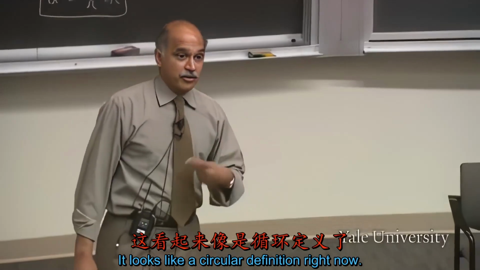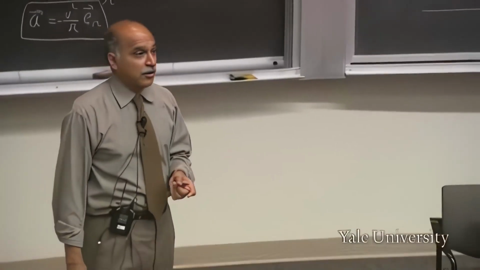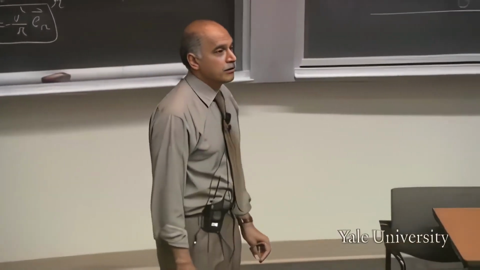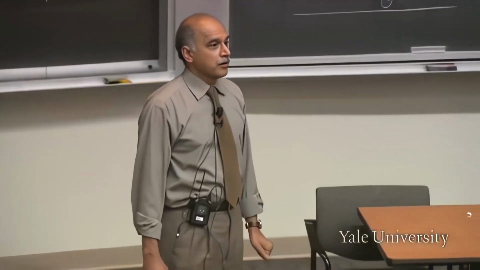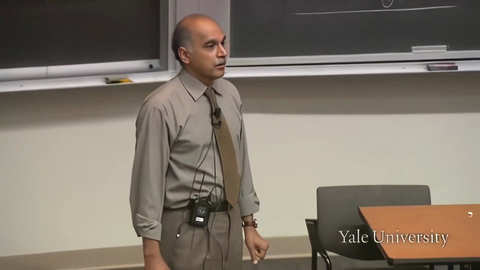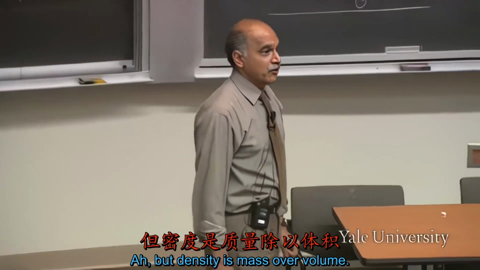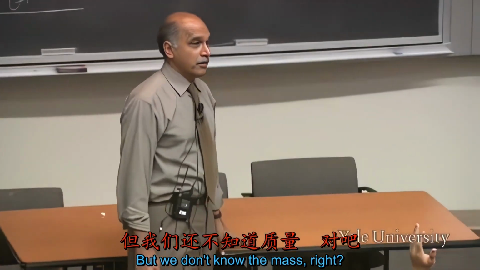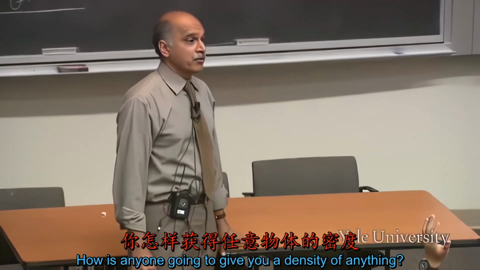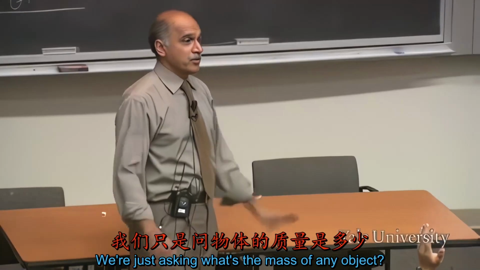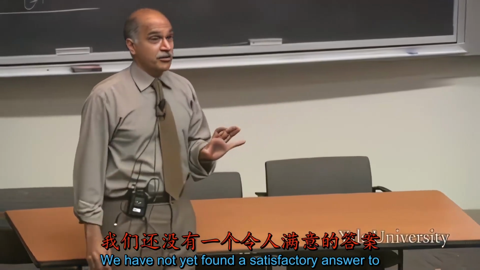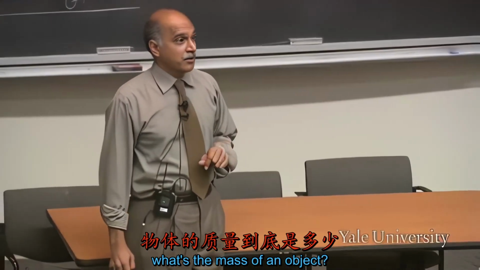So it looks like a circular definition right now. Yes? You knew what material this object was made of and its density, and you knew the size when you defined it. But density is mass over volume, and we don't know the mass. How is anyone going to give you the density of anything? We're just asking what's the mass of any object. We have not yet found a satisfactory answer to what's the mass of an object.